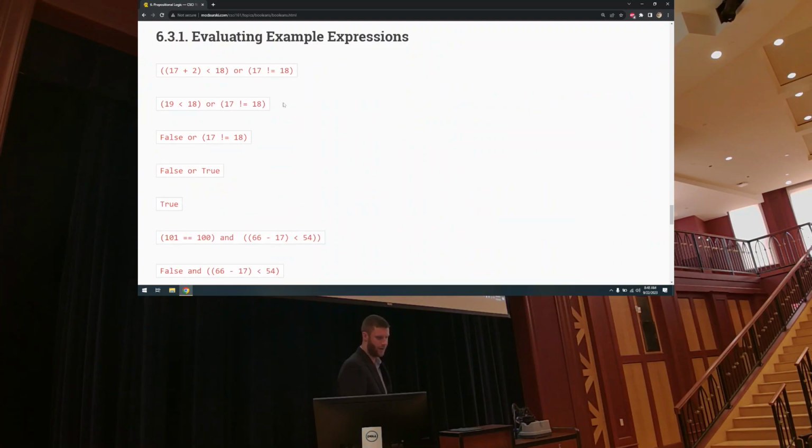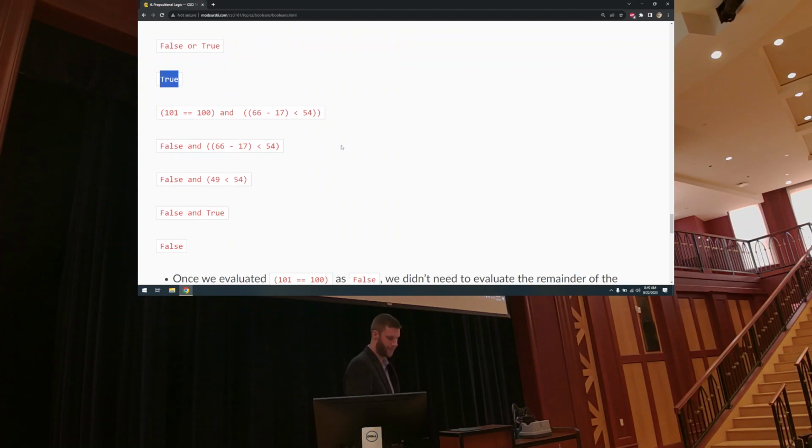How about this one? Is 19 less than 18? Oh, wait, no, that's me actually doing the evaluation. Look at this, I actually just did all of this. False or this, broke it down, and you get back true. So that's actually just doing each step. Here's another one. Well, is 101 equal to 100? No, well, that's false. False and... do I even care what's on the right-hand side? No. So I can just jump to false. But if we want to be nerds about it, we can evaluate it. 66 minus 17 is 49. Is 49 less than 54? Yep, so false and true, and that's still false.